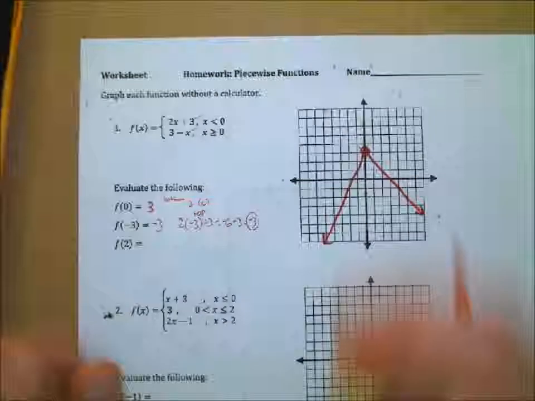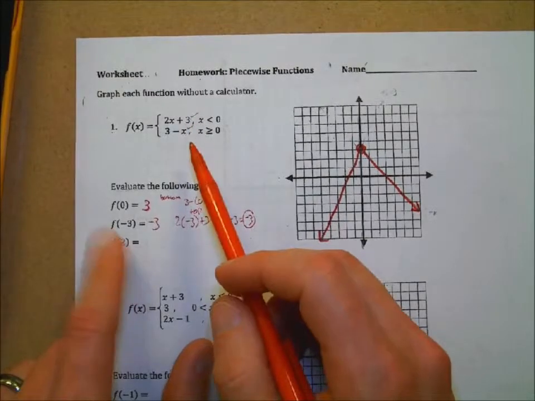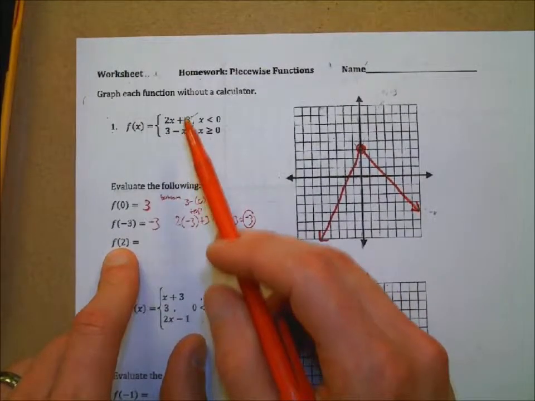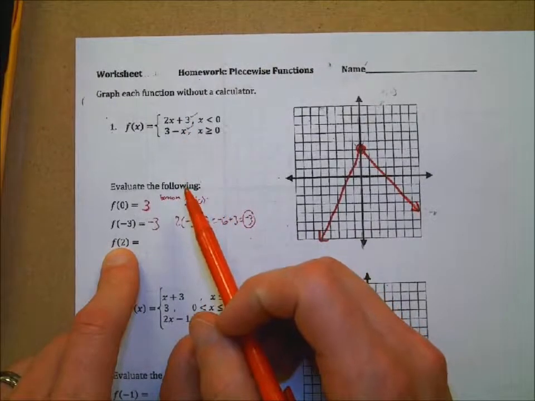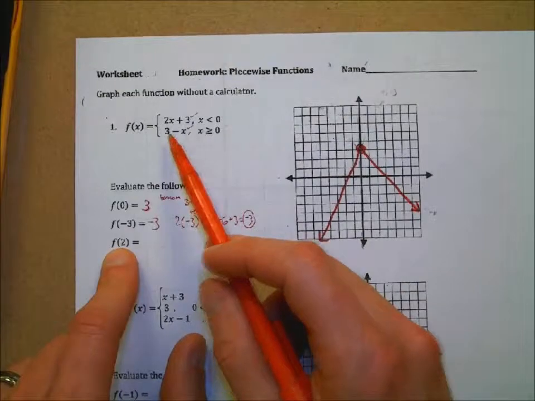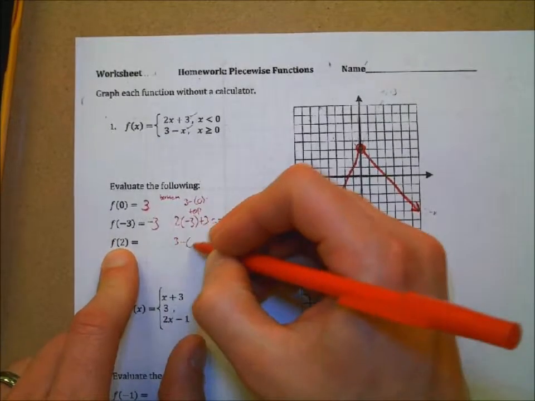All right, let's try 2. Let's do it backwards this time. We'll do the function first. 2 is my x value. Which piece of my piecewise function is in charge of x values that are equal to 2? The bottom, right? 2 is greater than or equal to 0, so it's the bottom piece, and we put the 2 in for the x. So it's going to be 3 minus 2, so again, back in the bottom there.